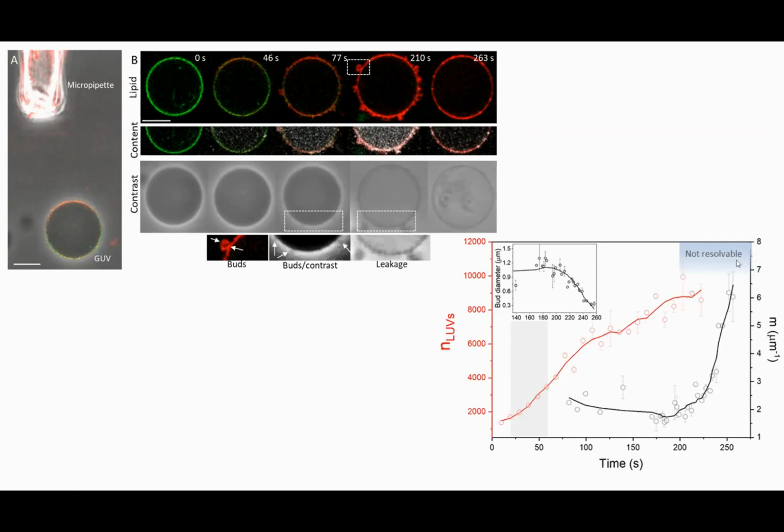So these experiments show us that we can not only measure lipid and content mixing and calculate the number of individual LUVs fusing to a single GUV, but we can also have mechanical information such as loss in GUV integrity, such as pore formation, as well as changes in membrane spontaneous curvature. And this is done in a single experiment, which is remarkable.